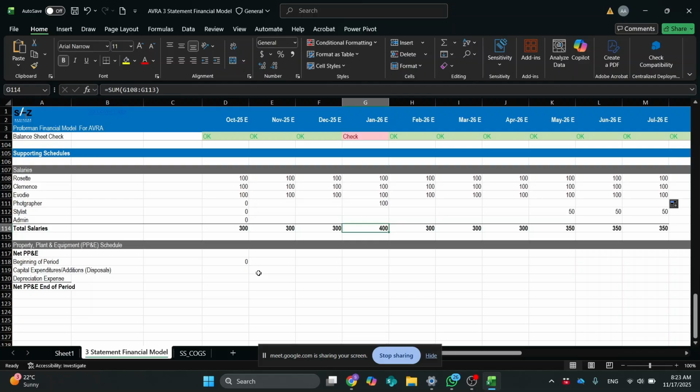The second thing is the PP and E schedule. Basically, your property, plant, and equipment. So you'll say what you have currently. So you have one laptop, you have I don't know what, which belongs to Avra. So we'll put here the value of those PP and E, the property, plant, and equipment. Yeah. Don't forget, in the PP and E we have the equipment, we have furniture and fittings. All those are PP and E.